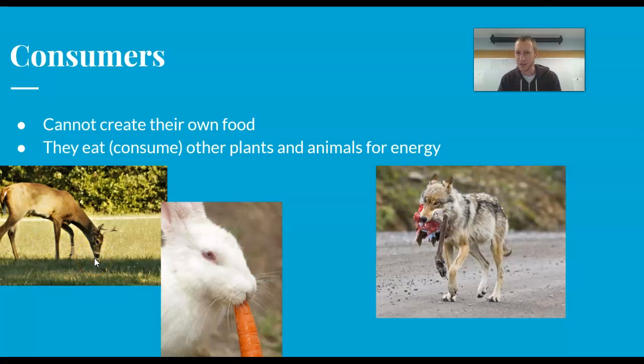So in a sense, it's kind of eating sunlight, isn't it? Which is kind of interesting. So this grass is a producer. This deer is a consumer. This rabbit is also a consumer.